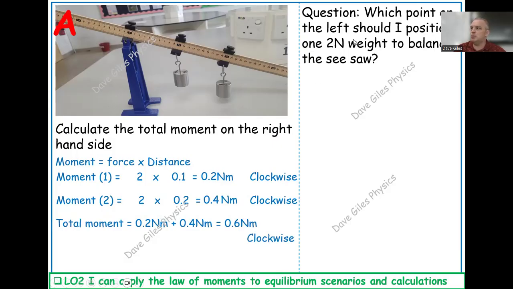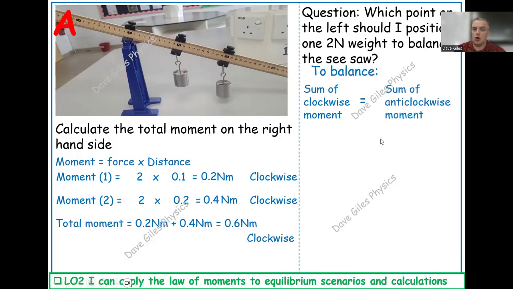So at which point would I put the 2 Newton weight on the other side to balance it? Remember, the sum of the clockwise moments equals the sum of the anti-clockwise moments. So the sum of the clockwise moments was 0.6, and that equals F3 times D3, force times distance 3. The force is a 2 Newton weight, so we substitute that in: 2D3. So D3 is 0.6 over 2, which is 0.3 meters, or 30 centimeters, to the left on the other side.